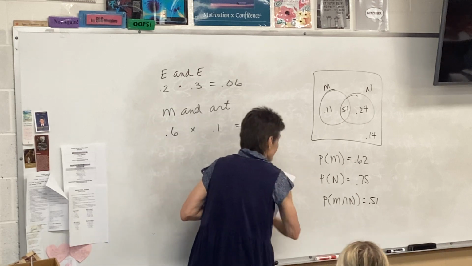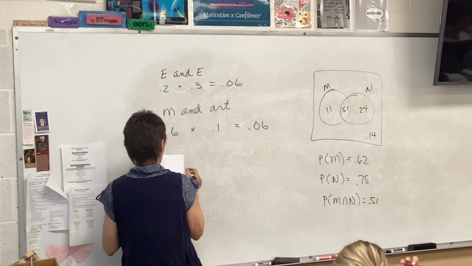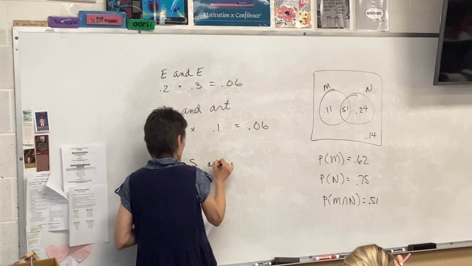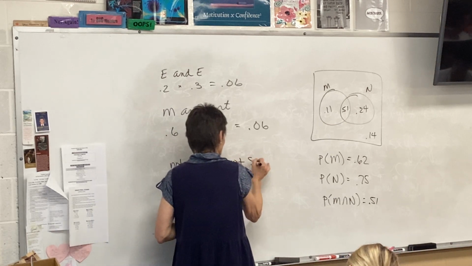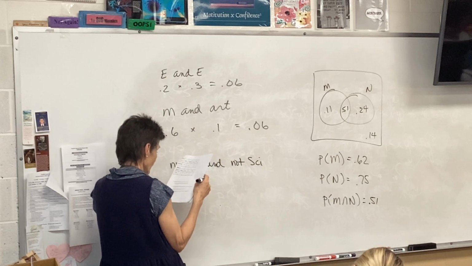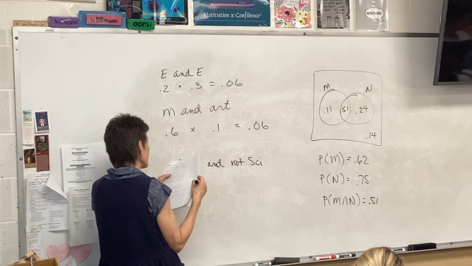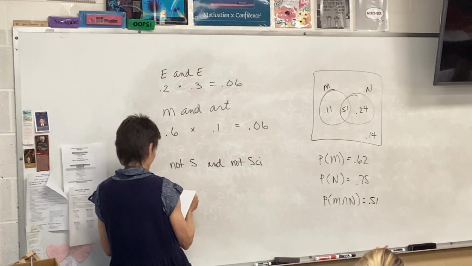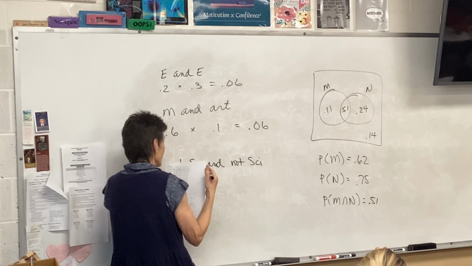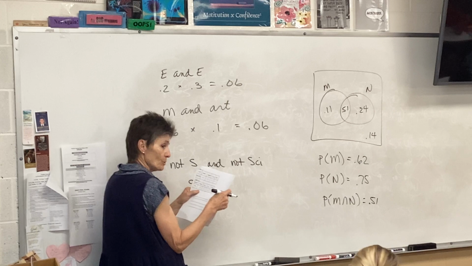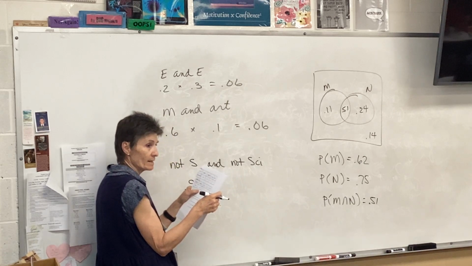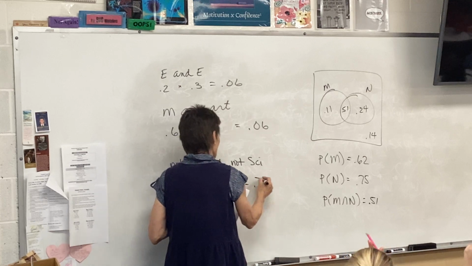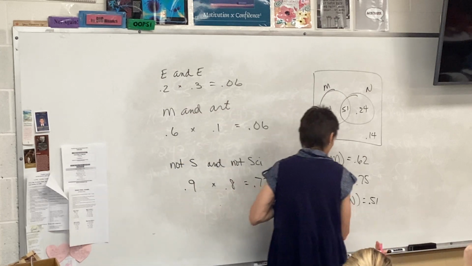Nobody likes science. So the probability of not science and not science. Alright, so here we go. Class 1, what's the probability we don't like science? 0.9. And class 2, we don't like science. 0.8. So 0.72 for that one.